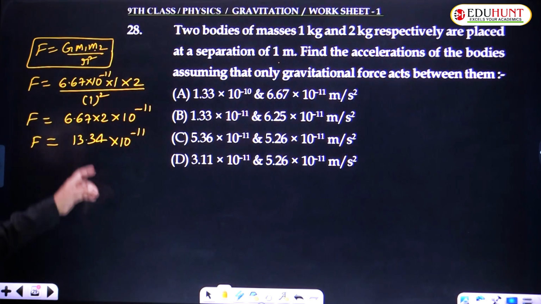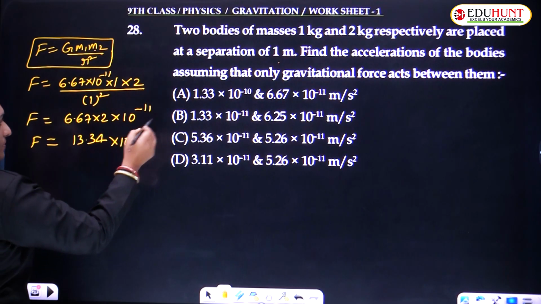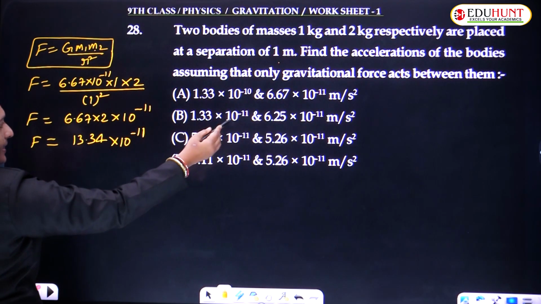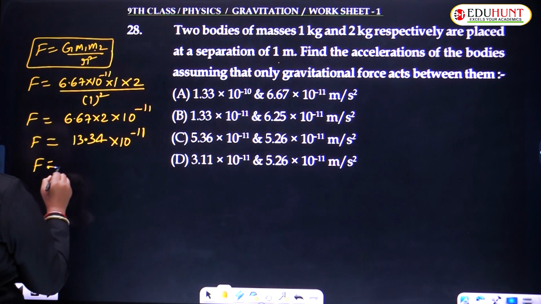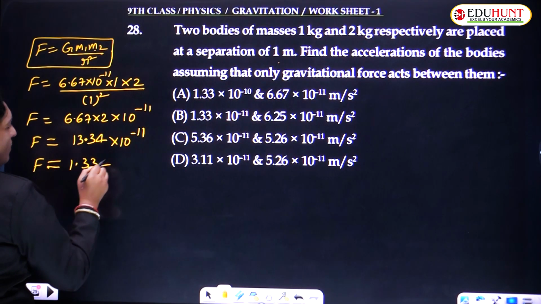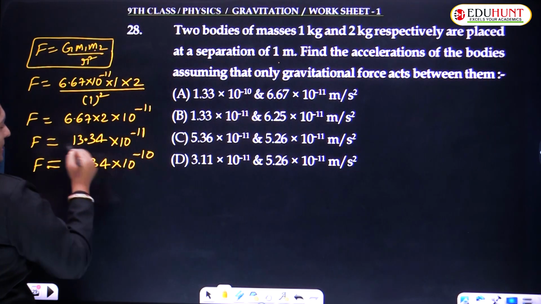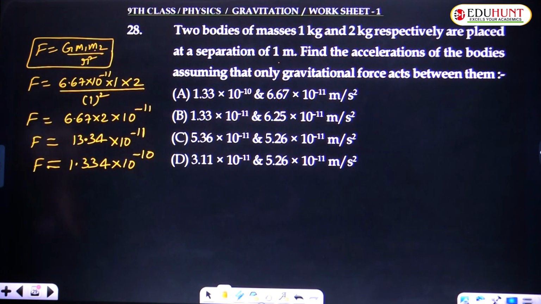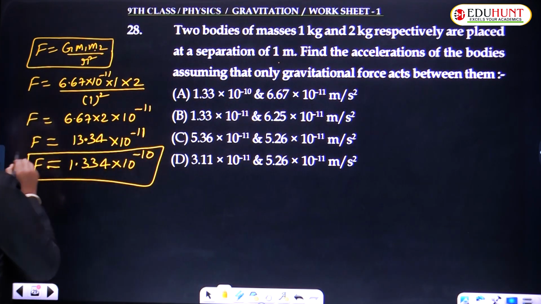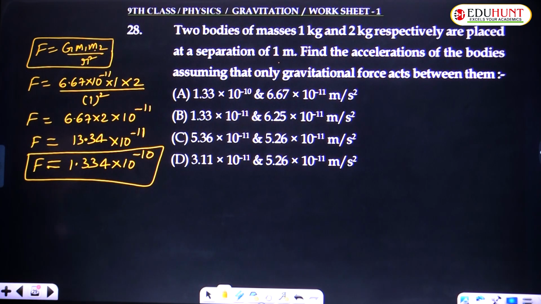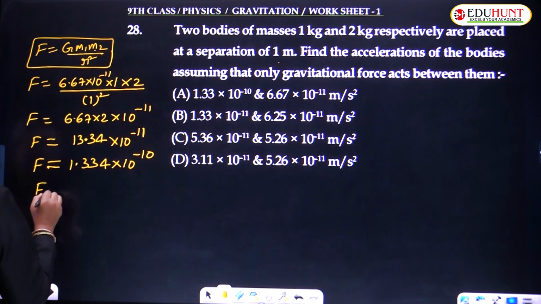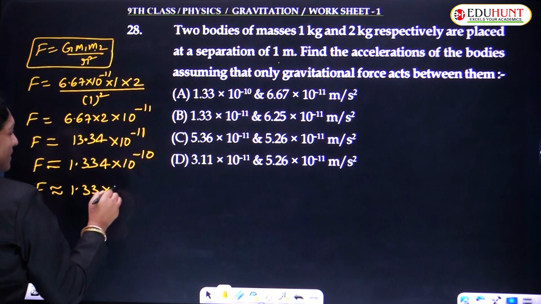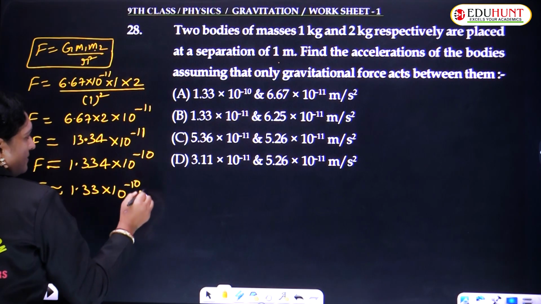So, what is that? 13.34. But here we want 1.33 something. So, if you want to write it as 1.33, the decimal moves. If you bring it here, it will become 1.334 into 10 power minus 10. So, I moved one decimal place, so that minus 11 becomes minus 10. So, what is the force between the two bodies? The force between the two bodies is 1.334, or simply up to 2 decimals, F is equal to 1.33 into 10 power minus 10 Newton.